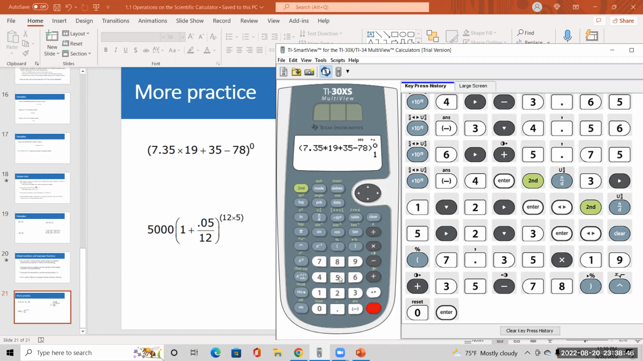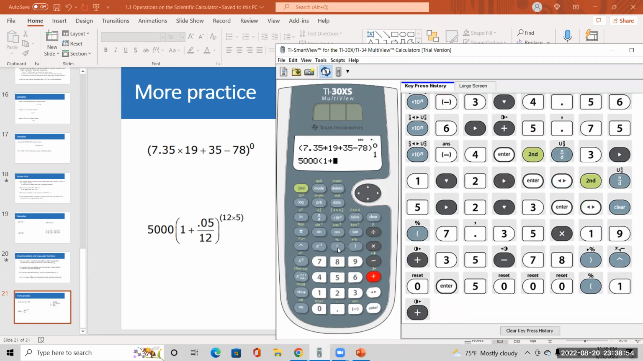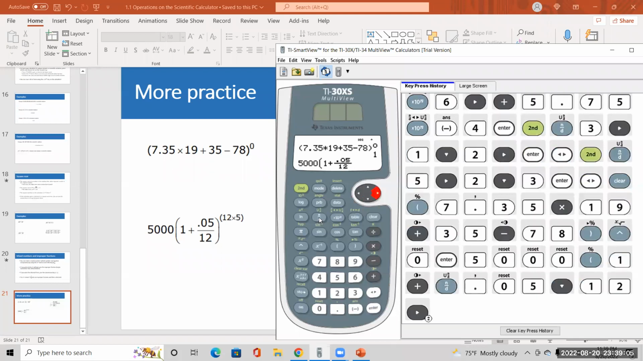The next one, we just want to be really careful with input. We want to say, okay, we're starting with 5,000. I'm going to open a parenthesis. I'm going to have 1 plus. I have a fraction. I have 0.05 on the top, 12 on the bottom. We're going to close that parenthesis, and we're going to raise all of that to the 12 times 5.